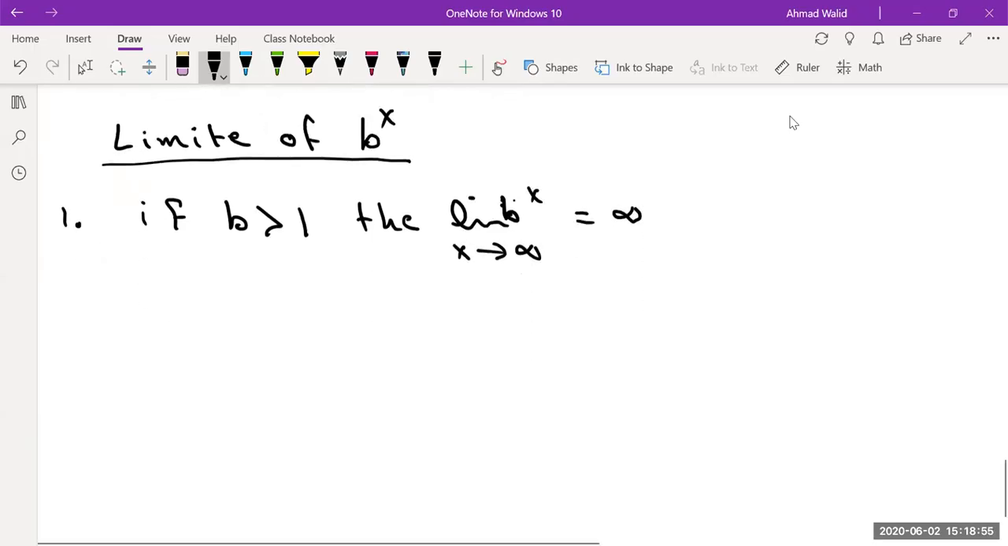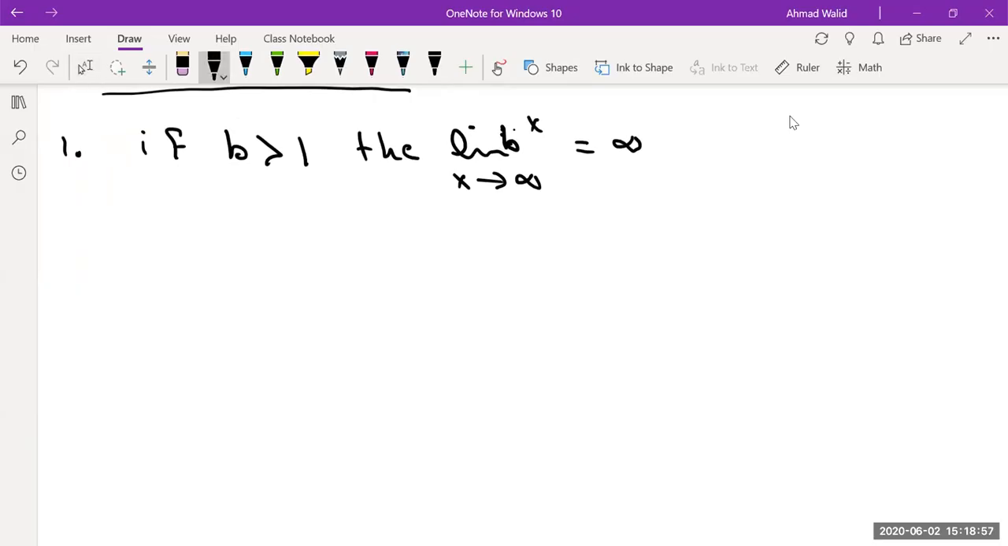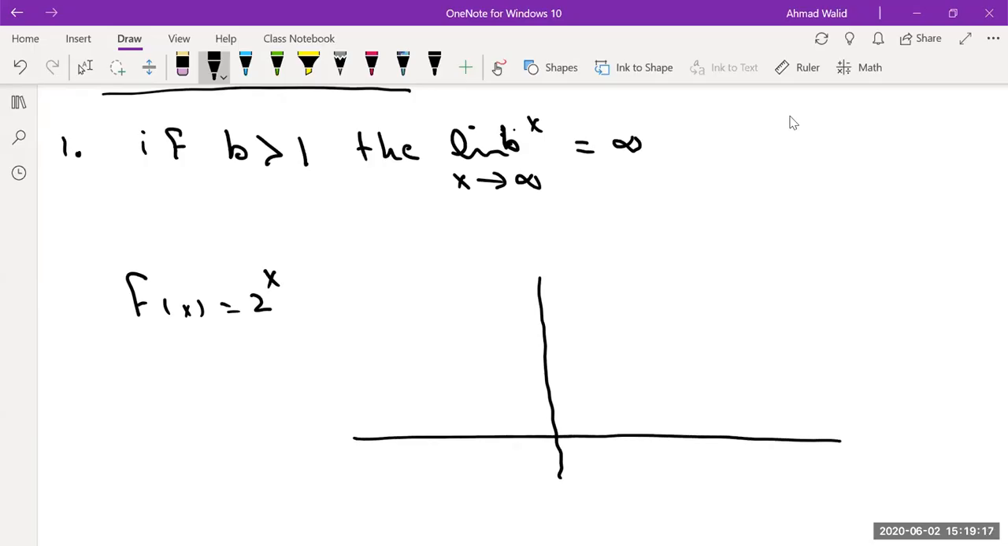What does it mean? Let's explain this part, when b is greater than 1. For example, if you have a function f of x equals 2 to the power of x. 2 is greater than 1, right? And I explained to you, when b is greater than 1, your function is actually increasing. It passes through (0, 1), and it's an increasing function. It's like this.